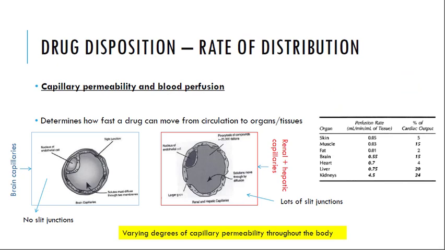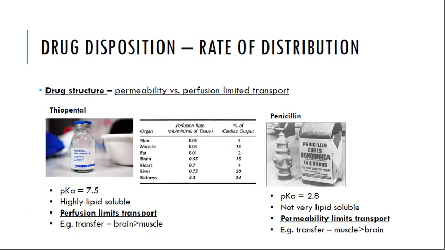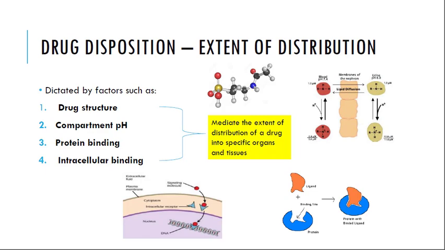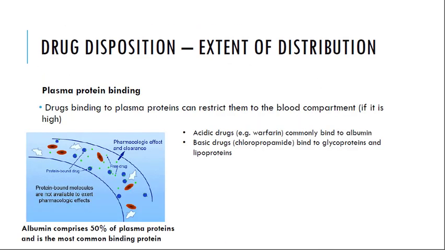Please give some thought to perfusion limited and permeability limited drugs. Just what it means. Just that concept, because I might try to test your understanding around that. Factors affecting extent of drug distribution: I'm not really going to ask you any questions on that in Assessment 1. Plasma protein binding, just be familiar with plasma protein binding as a concept.